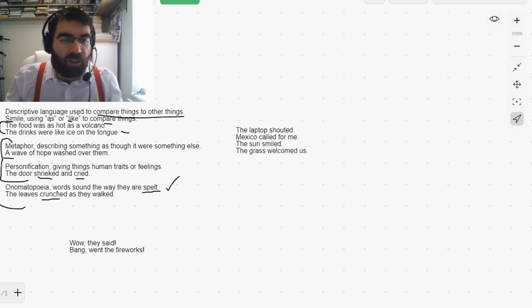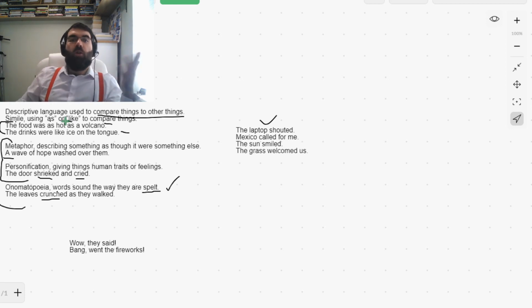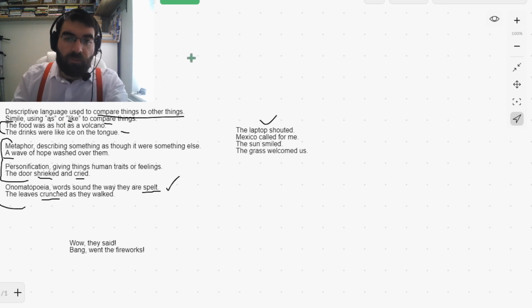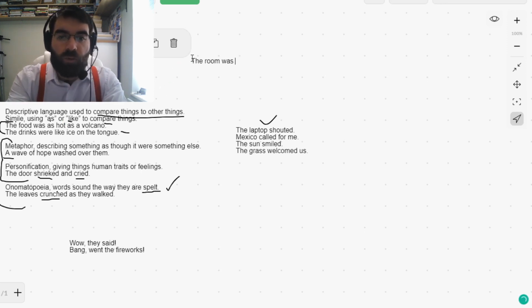So descriptive language can be quite powerful. A simile is quite a good one. As and like. The building was as tall as a tree. He was as smart as a calculator. They were as fast as cheetahs. The room was cold like a fridge. The cake was as smooth as silk.